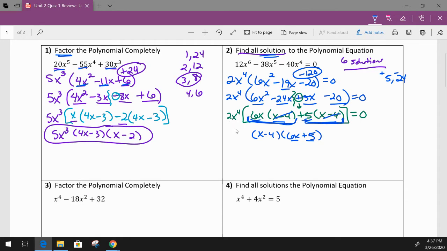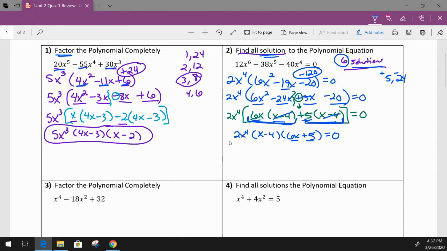So the 2x to the 4th, now I am going to break this down into 2x. Well, not yet. I'll do it in the next step. Okay, so this is 2x to the 4th. If all I were doing was factoring, this would be factored completely. However, I'm solving, and there are 6 solutions for me to find.